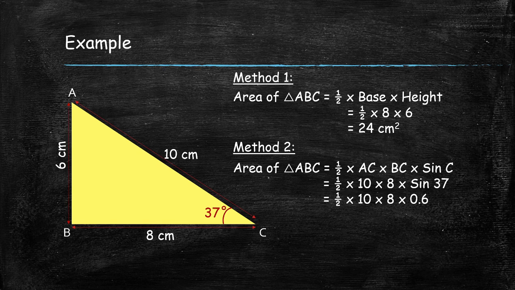So in this method too, you can see that we are not using the height. Directly we have got the answer 24 cm square, which matches with method 1. So in case we do not know the height AB, 6 cm, we can still calculate the area of the triangle using the trigonometric function sine.